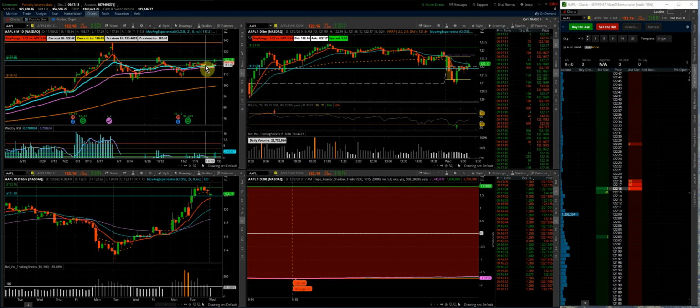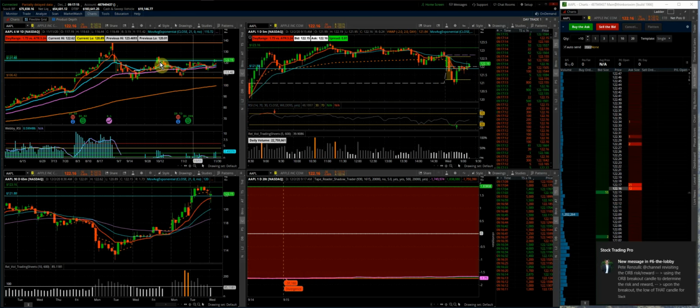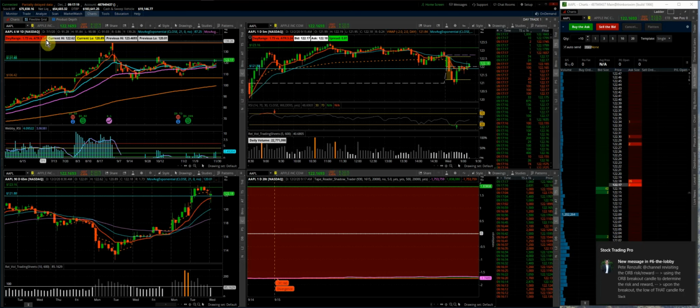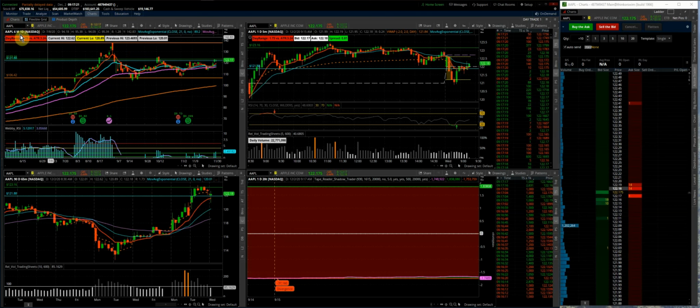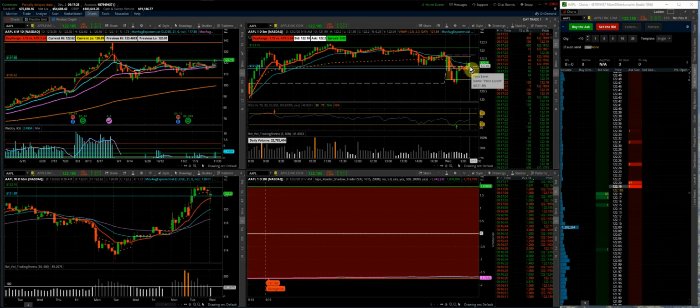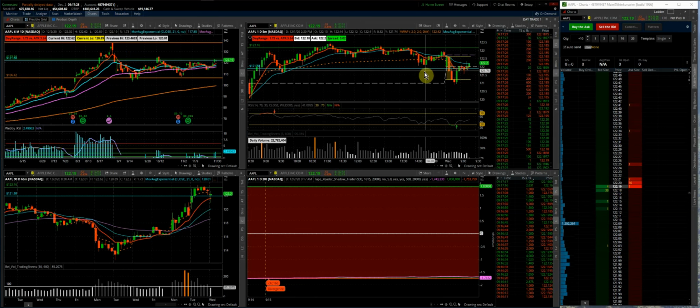I could enter Apple, but ever since they split, the ATR became really small for the past 14 periods. So it's only $3.24. I don't like to trade that small. And right now the range is 173, so it's about half. So in theory, it has a space to go up.